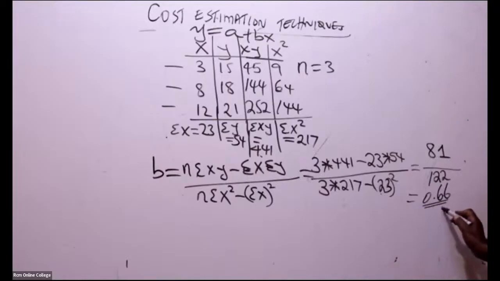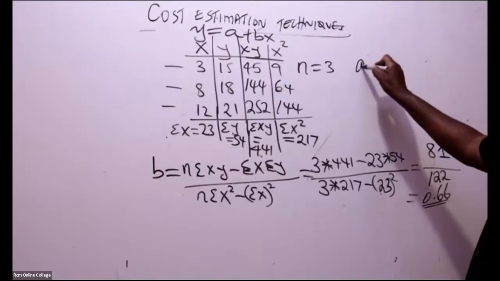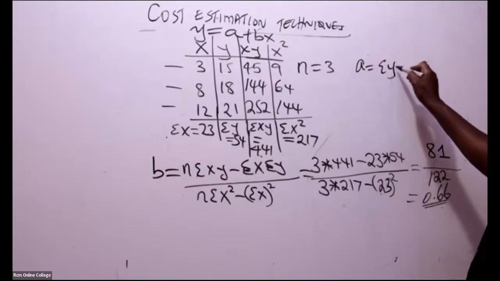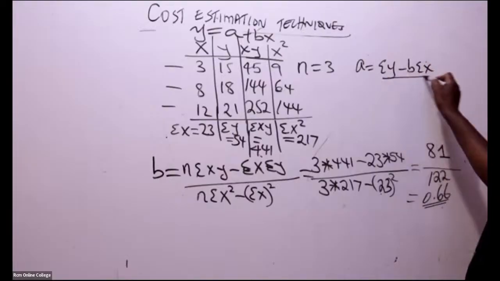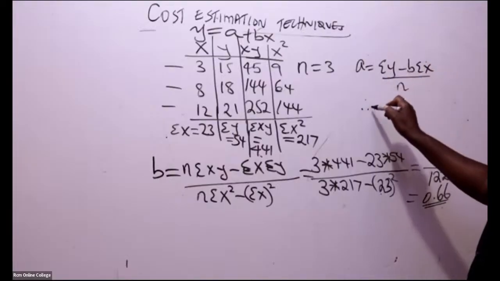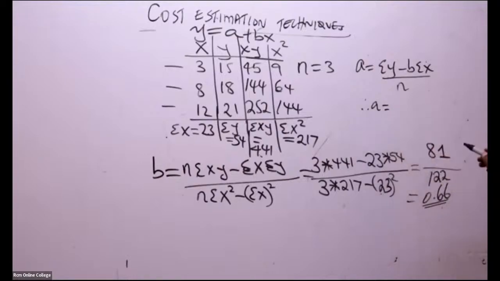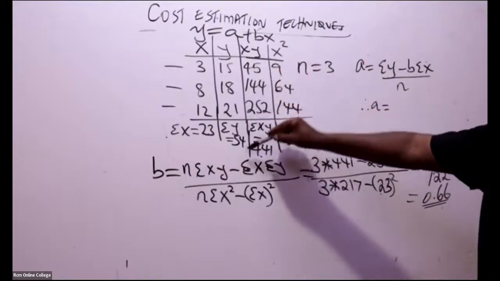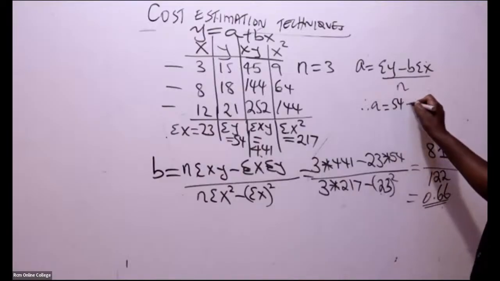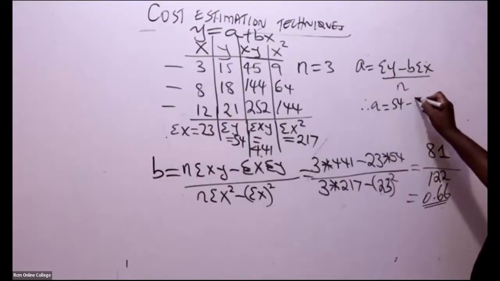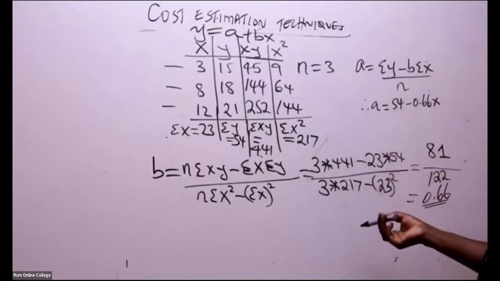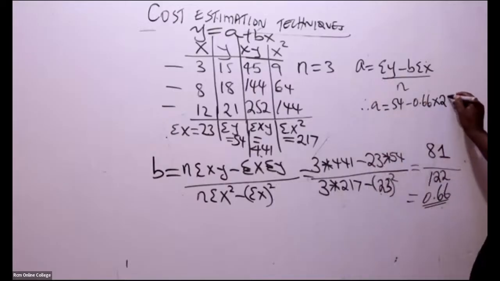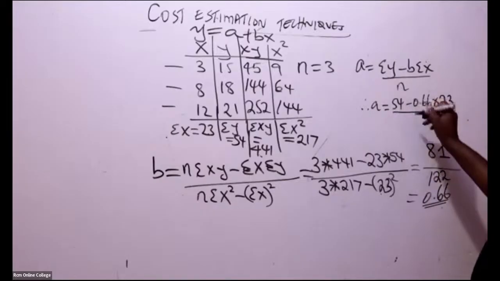Thank you so much. So from there, please go ahead and give us the value of A, which will be the summation of y minus b times the summation of x, all over n. Therefore, A will be the summation of y, which we have. It is 54, minus the b that you have just gotten, which is 0.66, times the summation of x, which here is 23. Everything to be divided by our n, which is 3.